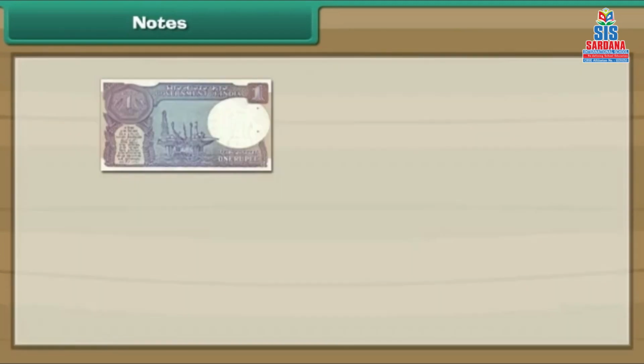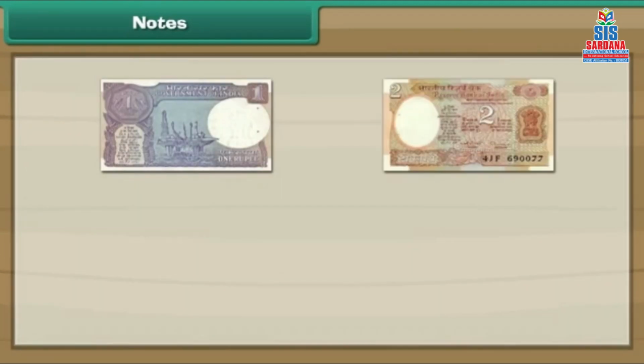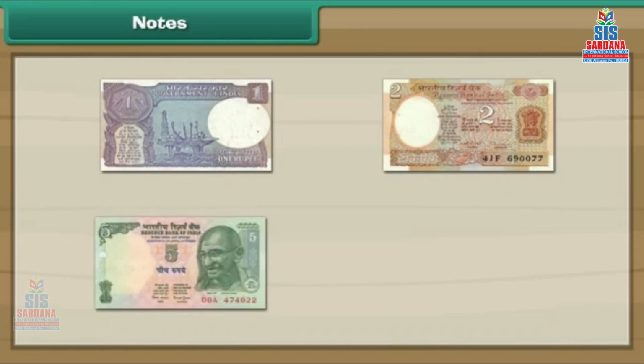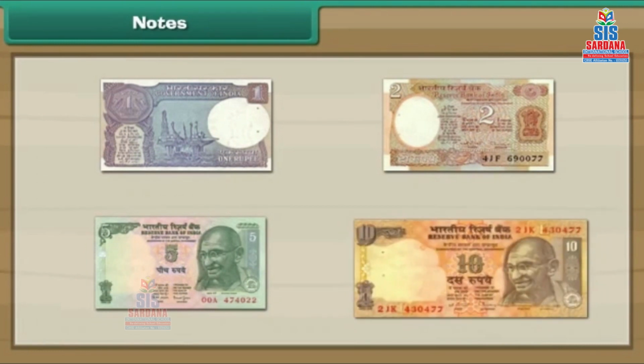Notes. Look at the note. This is a 1 rupee note. This is a 2 rupee note. This is a 5 rupee note. This is a 10 rupee note.